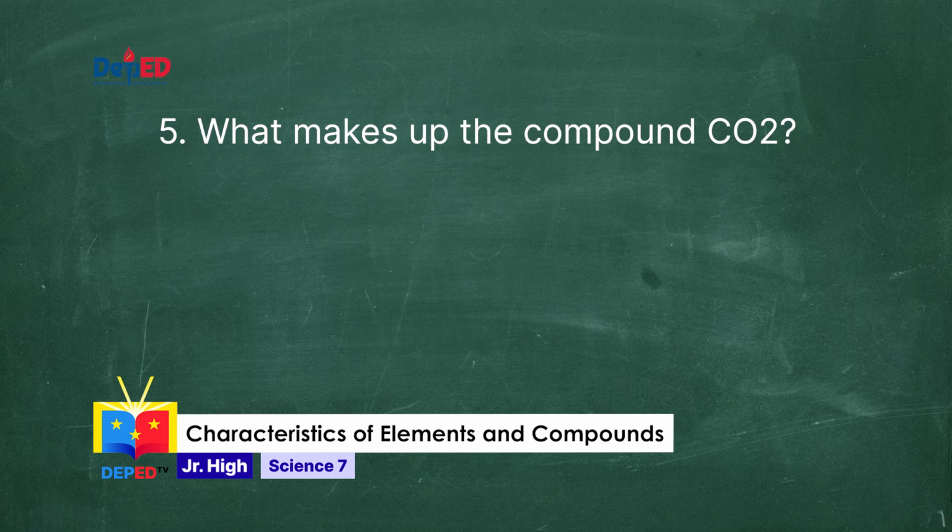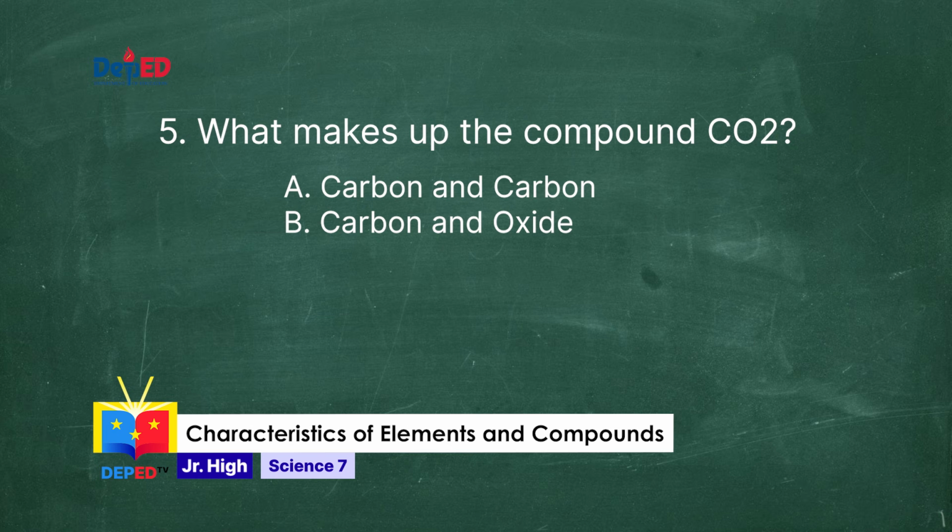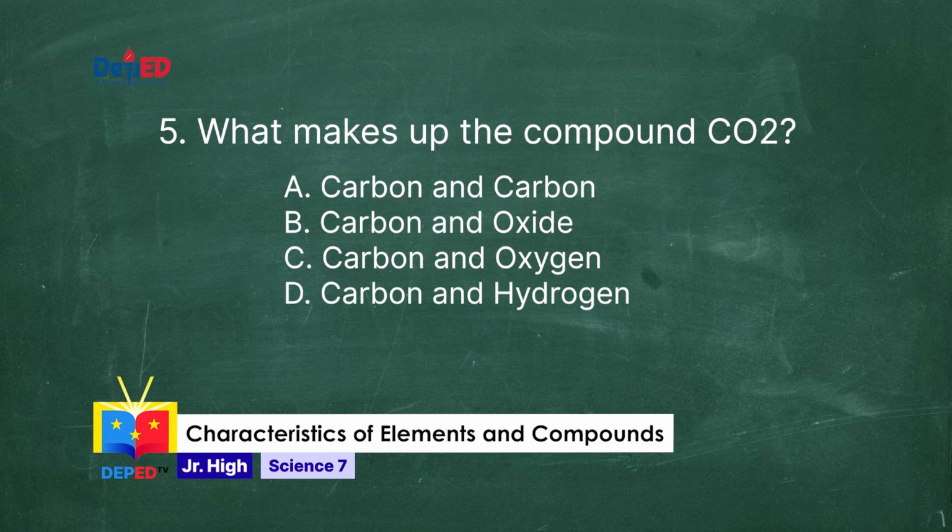Number 5. What makes up the compound carbon dioxide? A. Carbon and carbon. B. Carbon and oxide. C. Carbon and oxygen. D. Carbon and hydrogen. Very good! The correct answer is letter C, carbon and oxygen.